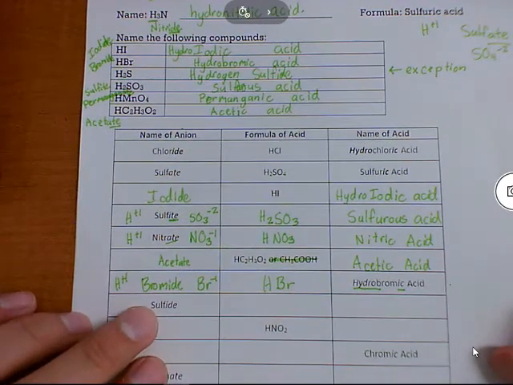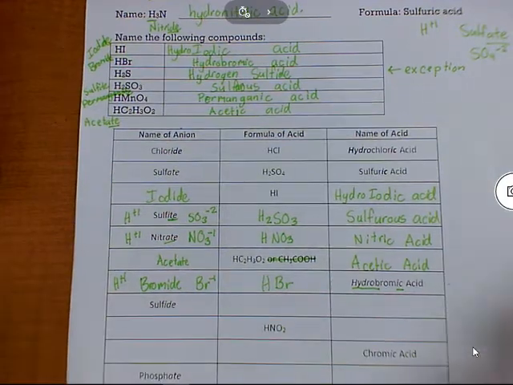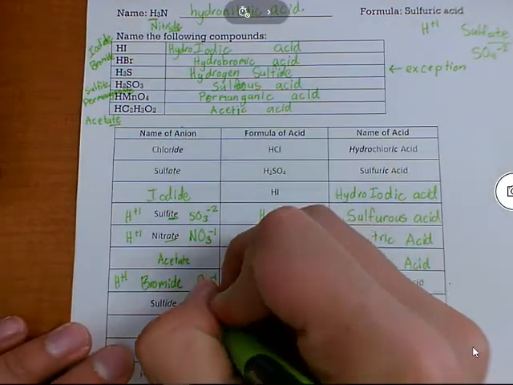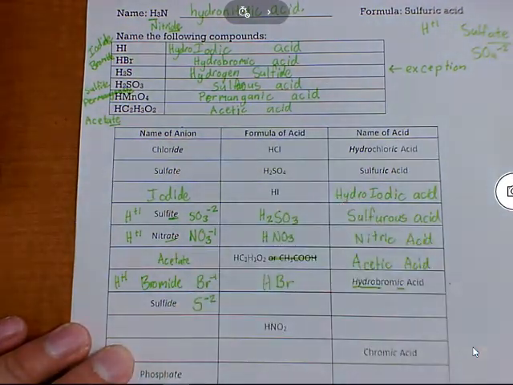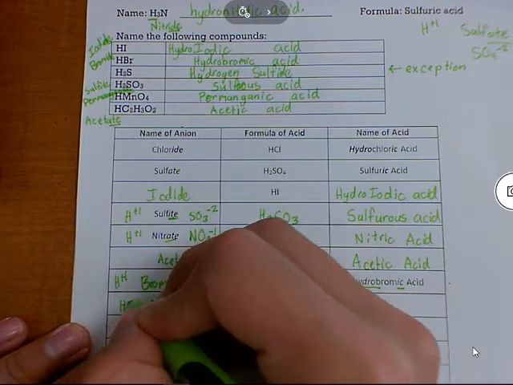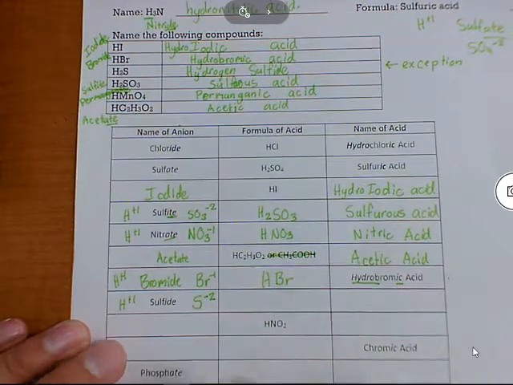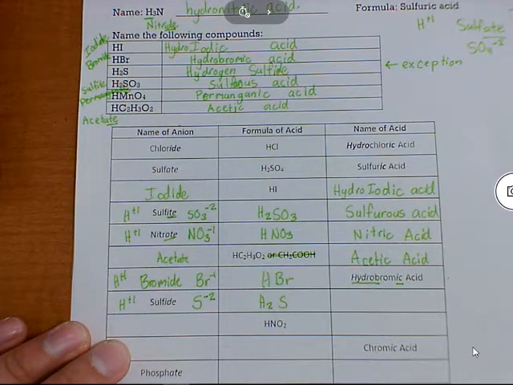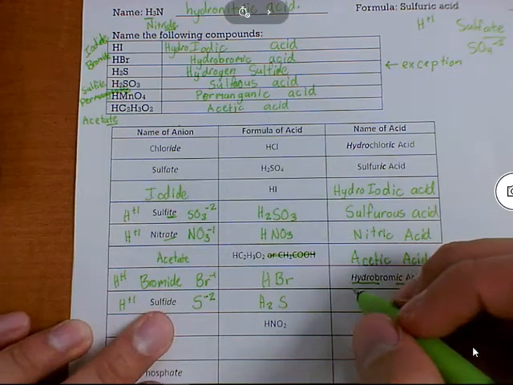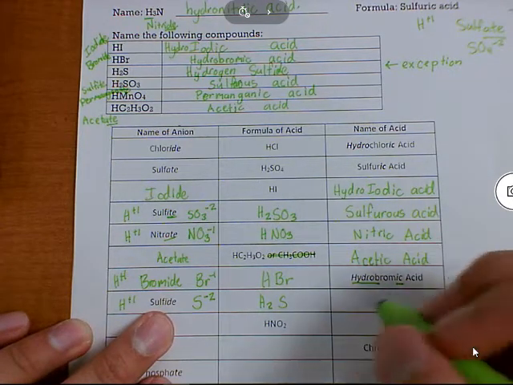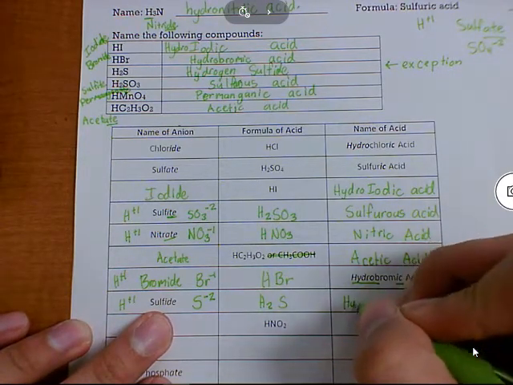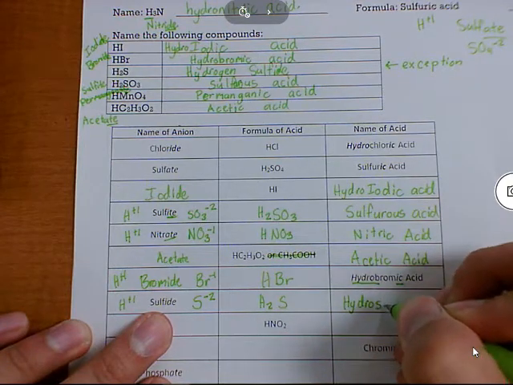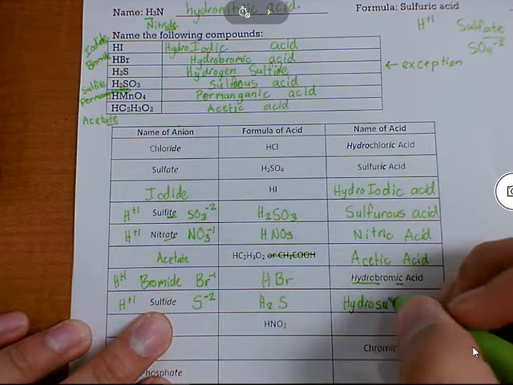Here they give me the ion, which is sulfide. That is not a polyatomic ion, that's an element. That is sulfur with a -2 charge. And then we have hydrogen with a +1. Cross those charges and we're going to get H2S. Since it ends in IDE, that follows rule number 1. Hydro. How do you spell it?